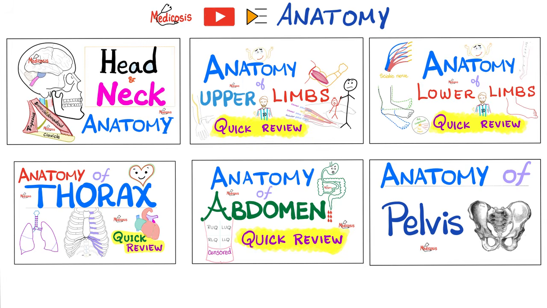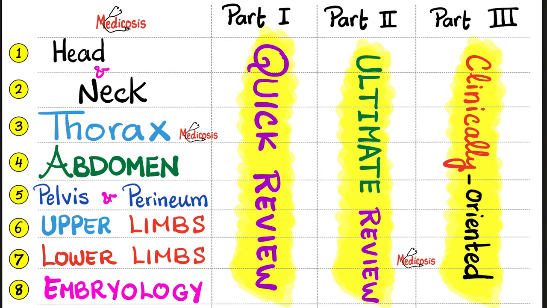Let me tell you how the anatomy playlist is structured. In the beginning of this anatomy playlist, you'll find the review videos, which are very condensed. For example, the subject of the anatomy of the head is covered on 3 videos. Part 1 is called Quick Review, Part 2 is called Ultimate Review, Part 3 is called Clinically Oriented Anatomy.